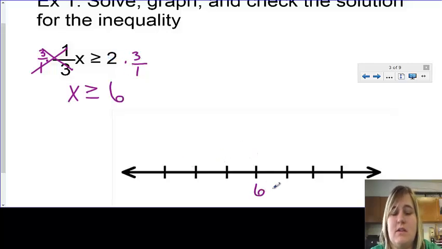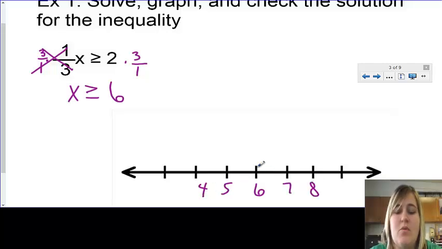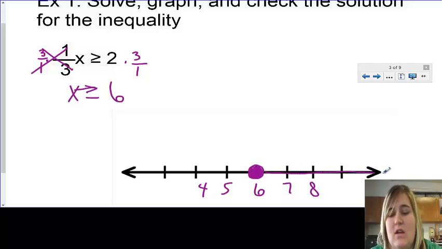So I'm going to put 6 here. We'll put 7, 8, 5, and 4. My point at 6, okay, that's the number I'm talking about. I have the equal sign, remember, so that means it's going to be closed. And then I can look at the sign to determine where my arrow should be shaded. If I make that sign into an arrow, it points to the right, which means that I need to shade to the right. Okay?